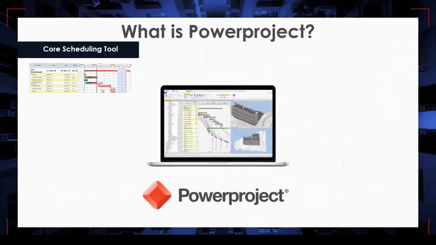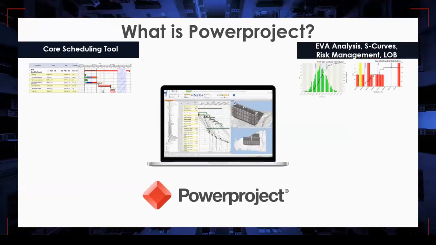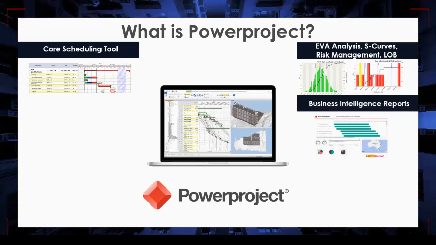It is actually a core scheduling tool which lets you create a schedule, and also manage resources and costs in Power Project with the scheduling part. With the reporting, you can generate earned value analysis and S-curves, you can perform risk analysis, and for the line of balance methodology for lean construction, you can also have line of balance charts as well. For BI reporting, Power Project has direct integration with BI systems.